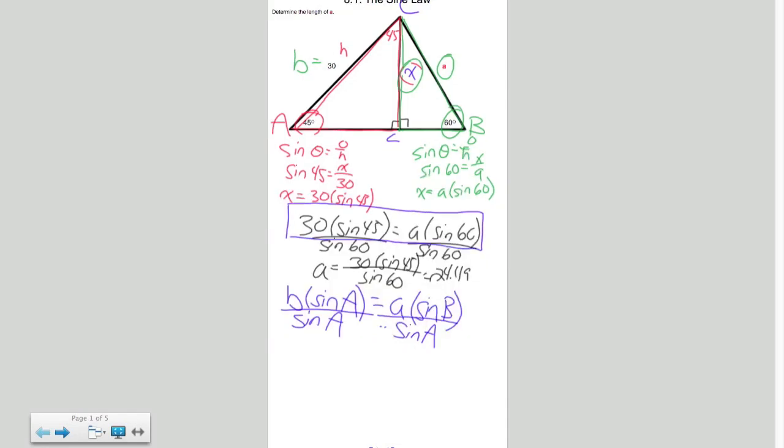So what am I left with? I got b is equal to a times the sine of B over sine of A. Right? I just divided both sides by sine of A. I want the b equals that. Now I'm going to divide both sides by the sine of B.